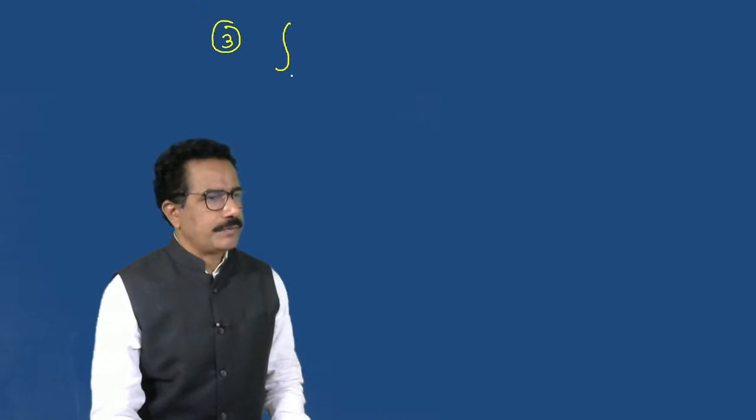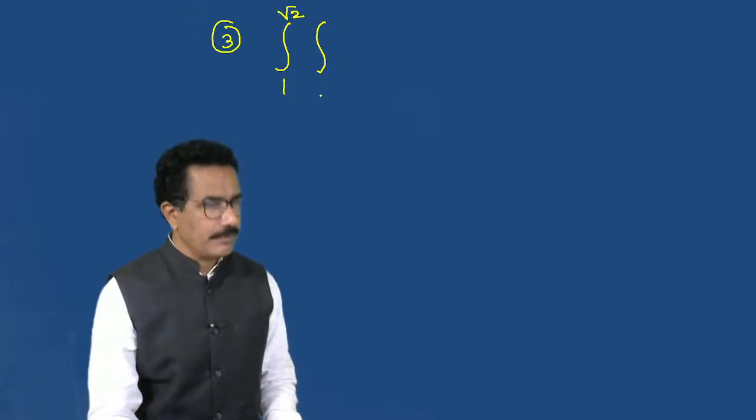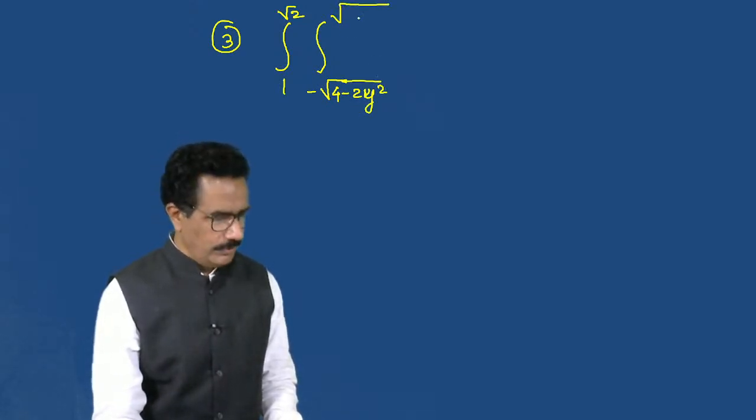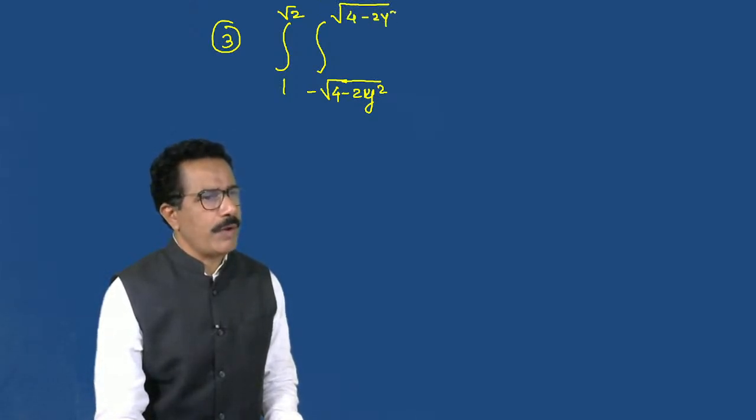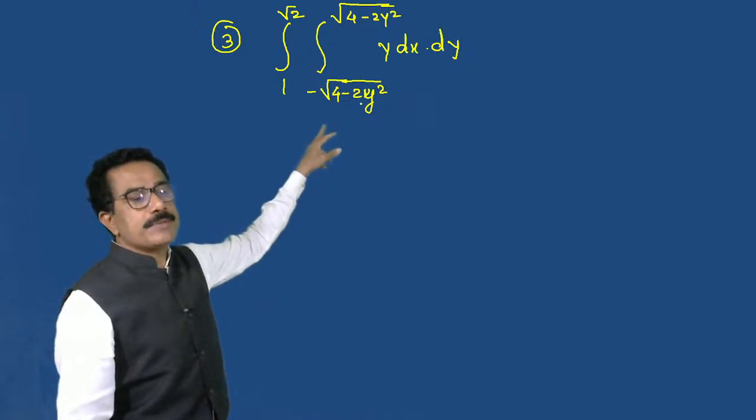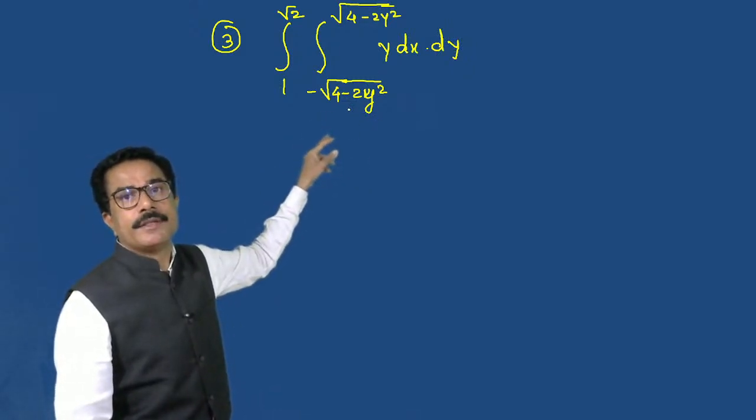Next, is it correct? If you face any difficulty, ask. Next, third: integral from 1 to √2, double integral from minus √(4 minus 2y square) to √(4 minus 2y square), y dx dy. Now see this, the limits of the second integral are in terms of y.